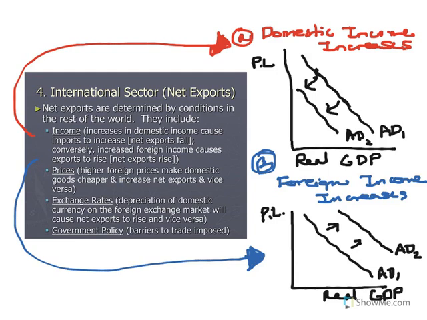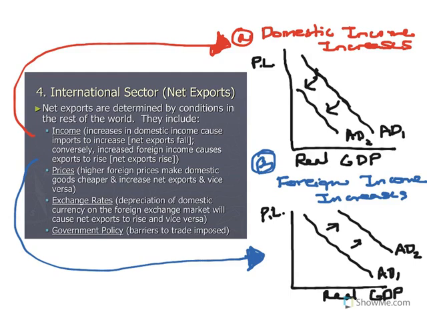Now, something that's directly related to prices would be exchange rates. In other words, remember we talked about in our chapter on exchange rates that even if the price in the country doesn't change, if the exchange rate changes, then it ultimately changes the price for the foreign countries that purchase the goods. So if there's a depreciation of the domestic currency in the foreign exchange market, then it's going to make the domestic goods cheaper to foreign buyers and make foreign goods more expensive to domestic buyers. So of course that would effectively cause net exports to rise, whereas an appreciation of the domestic currency will have just the opposite effect.